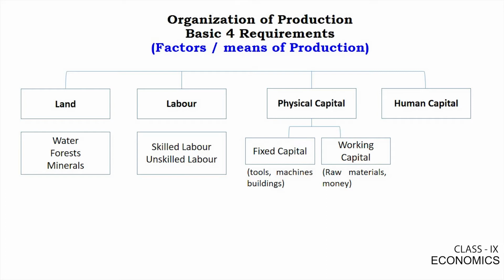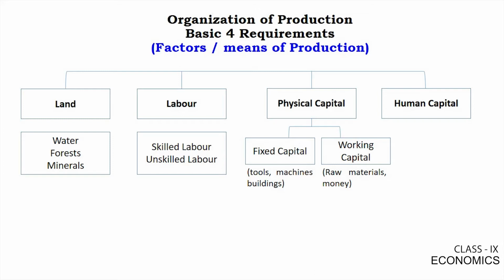Now, we know that land is a very, very important natural resource. Along with land, we need water, forests and minerals in order to carry out the work. So land is very, very important. Without land, we can't do the production. So it is the prime requirement, the number 1 platform we need.